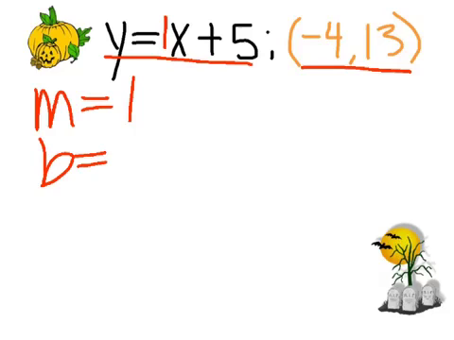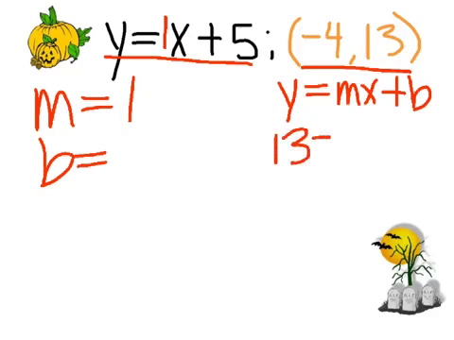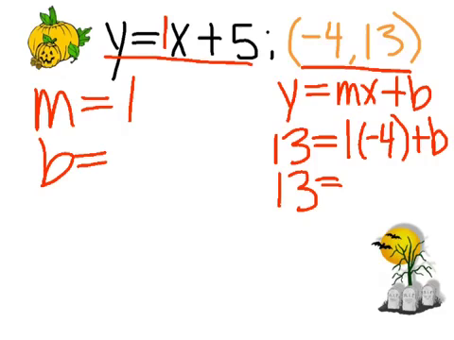Our y-intercept, what are we going to use to find our y-intercept? The point, right. We're going to plug everything that we know into y equals mx plus b. What's our y? 13. What's our slope? 1. What's our x? Negative 4. Now we're just going to solve this equation to find what our y-intercept is. We need to do 1 times negative 4, which gives us what? Negative 4.